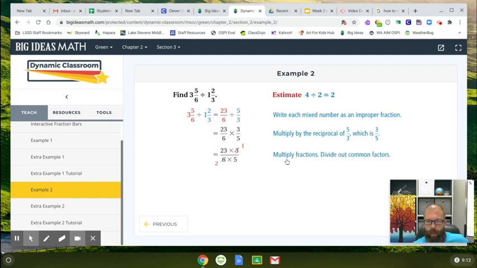Multiply the fractions, divide out common factors. Again, that's reducing before we get to the end. So we see that 6 and 3 are both divisible by 3. So we divide 3 by 3 and get 1, 6 by 3 and get 2. Now I multiply 23 times 1 and 2 times 5, and you end up with 23 over 10. And then you have to change it back to a mixed number. So you divide. How many times does 10 go into 23? 2, with 3 left over. So 2 and 3/10.